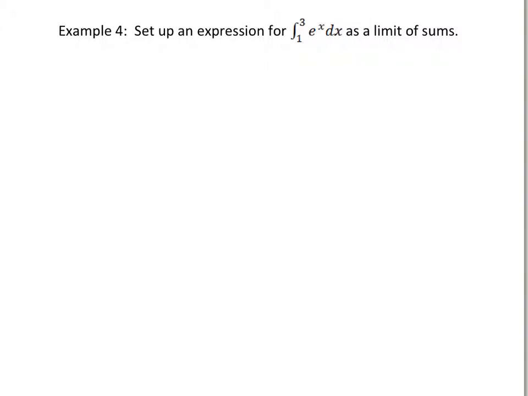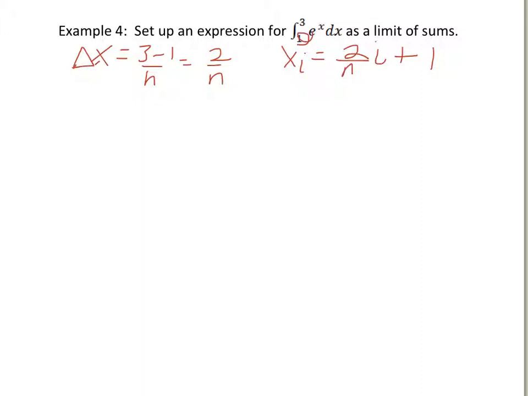All right, we're just going to practice setting up the expression for this one because we're not ready to solve this yet using Riemann sums. So remember our first step is change in x. So our change in x is always the 3 minus the 1 over n, or 2 over n. And then we always find our xi, and remember our xi is always our change in x times i plus our starting point. In this case, it's not 0, it's 1.